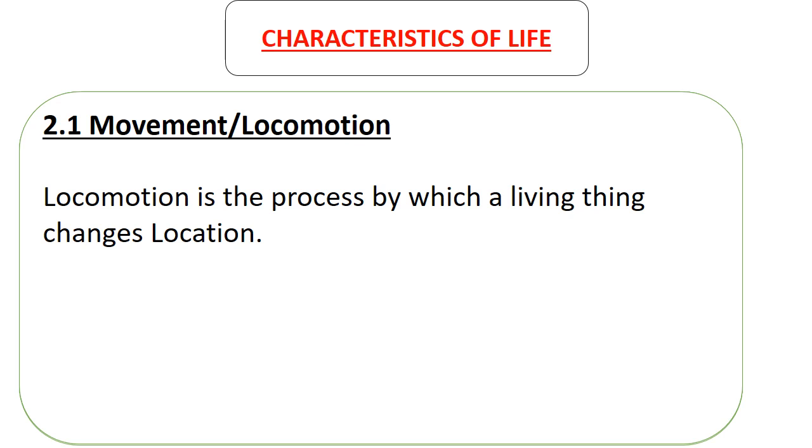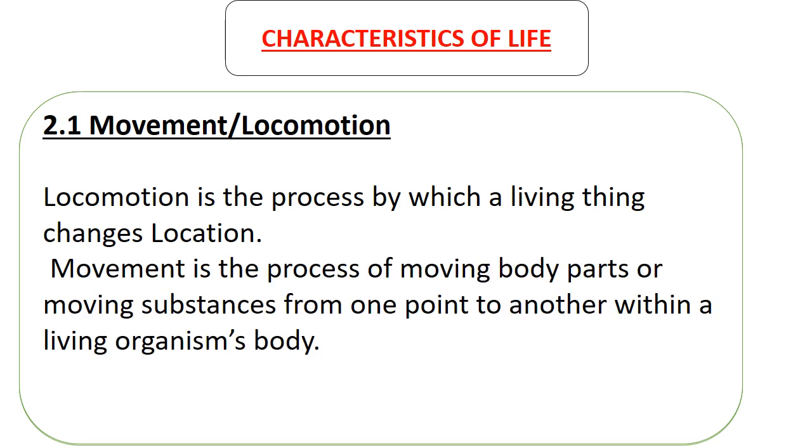So if a living thing is at point A and it moves to point B, then we say it has performed locomotion. Movement, on the other hand, can be defined the same, and in addition, it can be defined as the process of moving body parts or moving substances from one point to another within a living organism's body. So if you raise your hand, you have made a movement. Movement and locomotion are kind of synonyms, but movement also has to do with moving body parts or moving substances from one point to another.